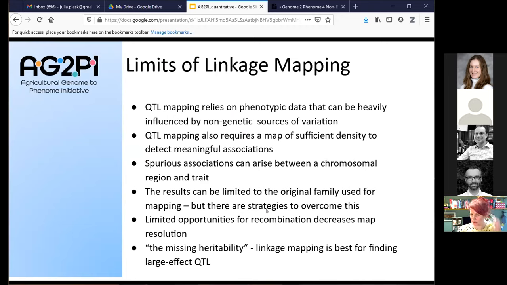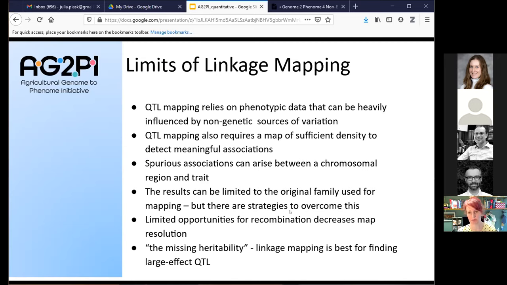It requires a map of sufficient density to detect really good associations. With any kind of genetic mapping, you can see spurious associations. They aren't real. They just appear to be there between a chromosomal region and trait. The results sometimes only go back to the family that was used in the mapping populations. And then sometimes there's just not enough opportunities for recombination. You need many events of recombination to get at the recombination frequency, and maybe it's just too small of a sample size.